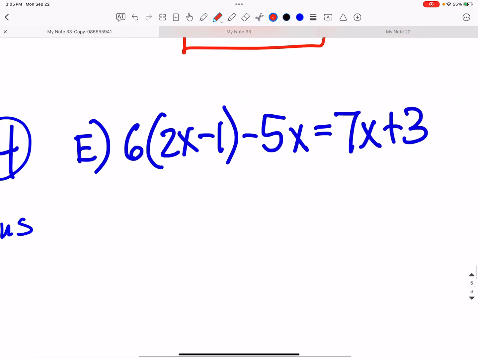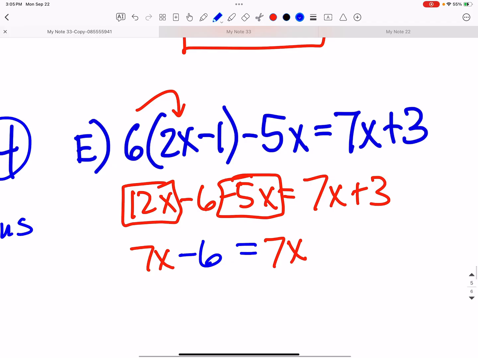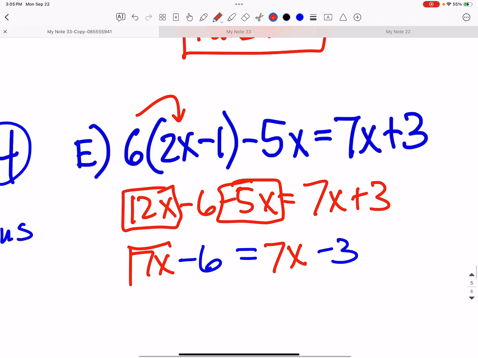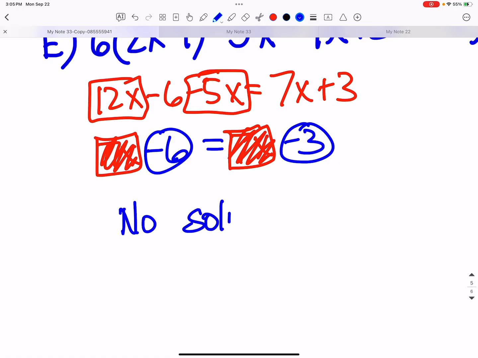Over here, we've got 6 times 2x is 12x minus 6 minus 5x equals 7x plus 3. 12x's minus 5x's is 7x's minus 6 equals 7x's minus 3. Over here, we have 7x's on this side. They're going to cancel out the 7x's on that side. So there's not one answer because my letters don't matter. This is always false. -6 does not equal -3. So there is no answer to this, no solution. My letters don't matter. This is always not true because -6 and -3 are not the same number.